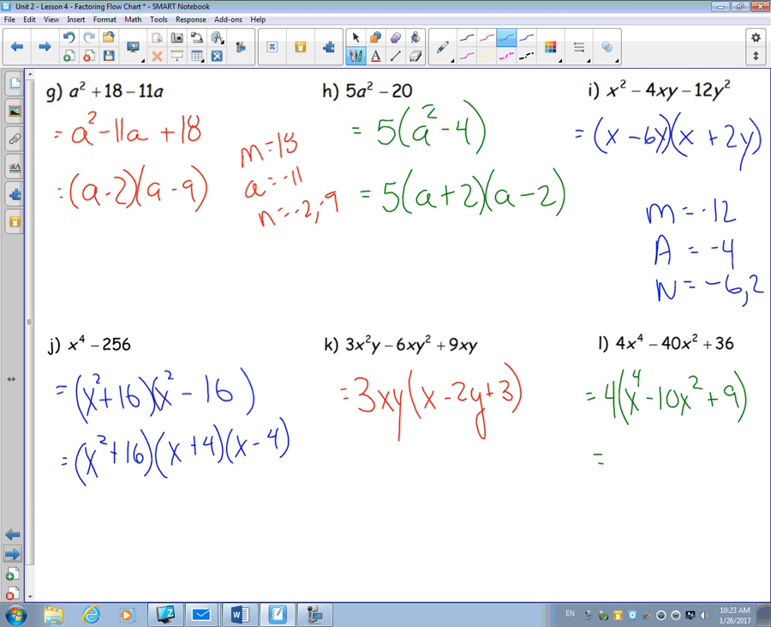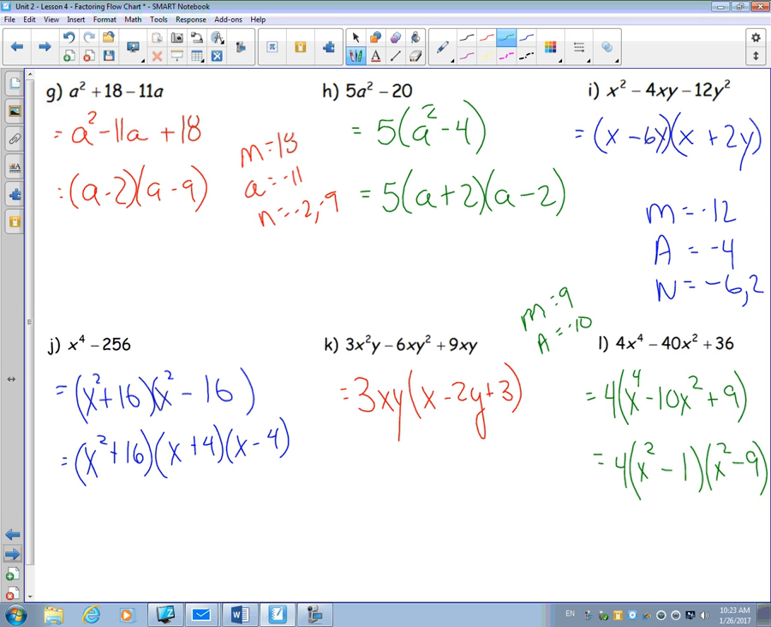Well, it kind of looks like a simple trinomial, except it has a power of 4 on it. So how would I approach that? Well, if I treat it like a simple trinomial, but instead of having x's at the beginning, I have x squareds, and I think about FOIL, x squared times x squared would make x to the 4. So this will work. Can I multiply to 9 and add to negative 10? Sure I can, if I use negative 1 and negative 9.